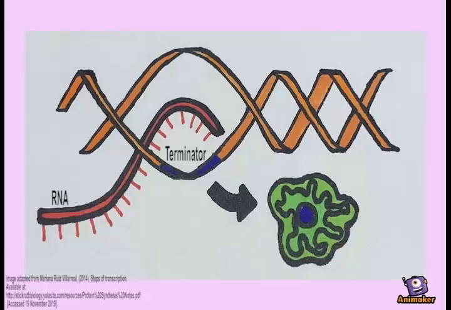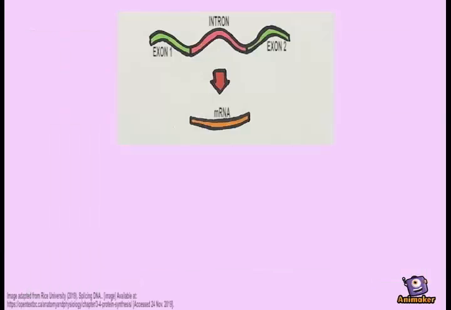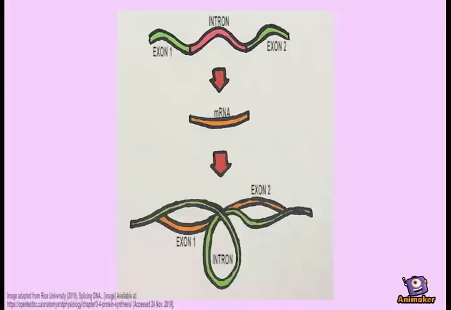The mRNA strand is complete and dissociates from RNA polymerase and the template DNA. Before mRNA can leave the nucleus, it needs to be modified. mRNA contains regions called exons and non-coding sections called introns. The non-coding introns need to be removed and modifications such as a 5' cap and a 3' poly A tail are added. This is called intron splicing and is performed by a complex called a spliceosome.